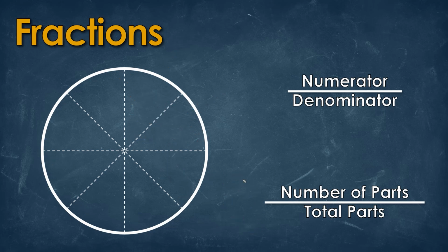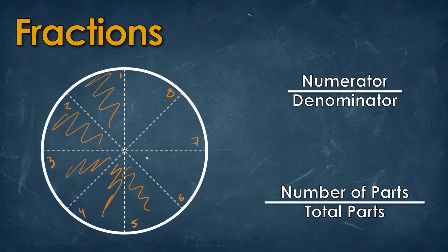Okay, let's take a look at another example. Let's say out of the 1, 2, 3, 4, 5, 6, 7, 8 parts, we shade in 1, 2, 3, 4, 5, 6, 7. Well, how many parts are shaded? We have 7 parts shaded out of how many total parts? Well, we counted 8. So our answer would be 7 out of 8 parts of this circle are shaded.